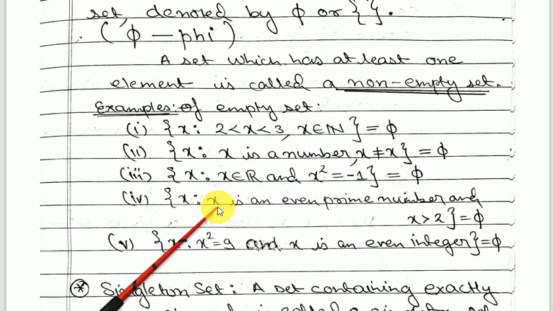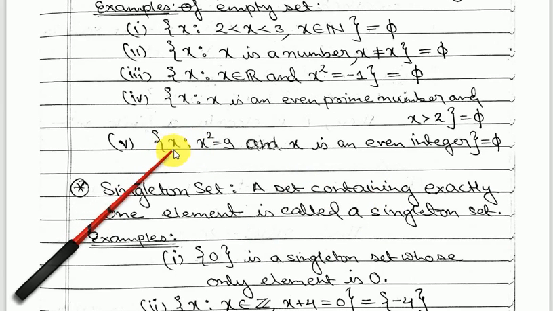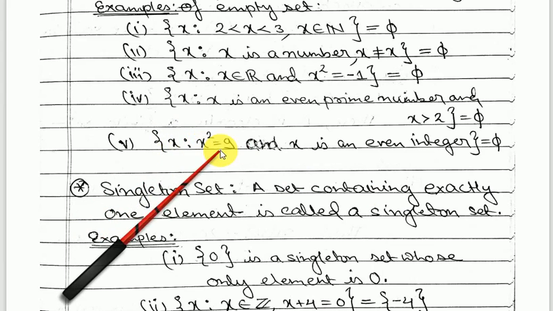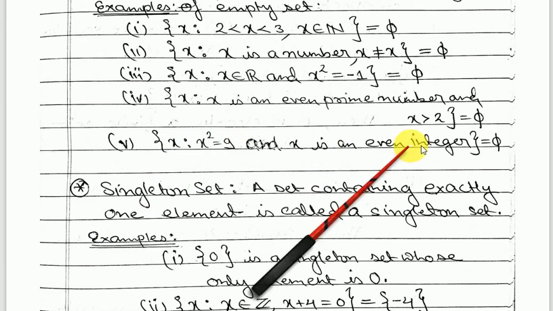Next, x such that x is an even prime number and x is greater than 2. This is again an empty set because we know that there is only one even prime number and that is 2. But here we are talking about even prime numbers greater than 2. So we don't have any even prime number greater than 2. So this set is an empty set. Next is a set which contains x such that x square is equal to 9 and x is an even integer.